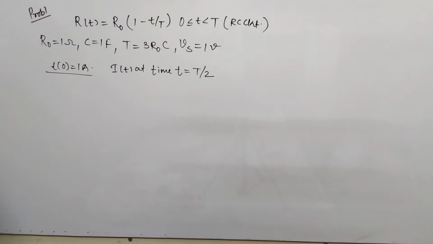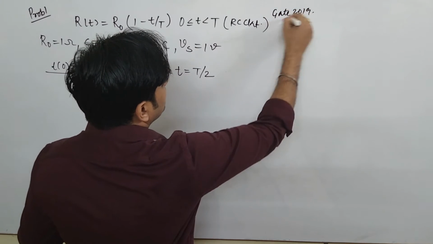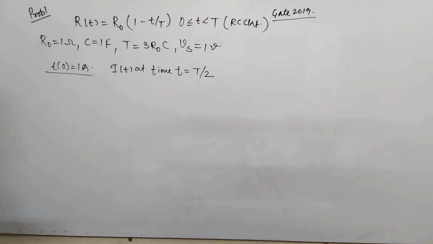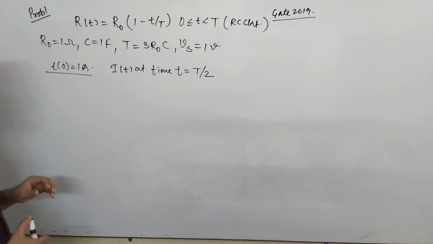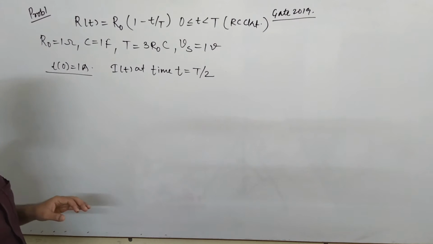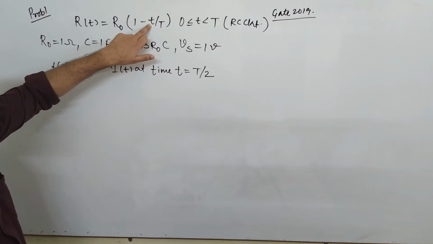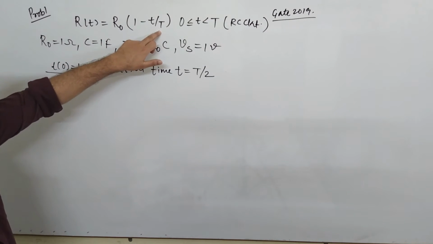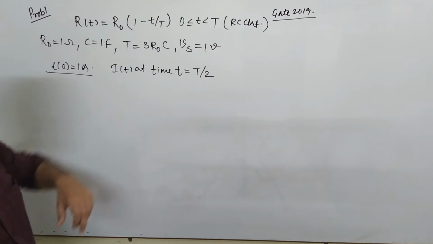This problem was asked in GATE 2019, one good problem of 2 marks, in which the question was from initial condition, and the question was something like there was an RC circuit whose resistance is a function of time RT, and it is given by R naught into 1 minus T by capital T. So basically you can say that this resistance is a function of time, and this is a period T. It was mentioned that R naught is 1 ohm, C is 1 farad, T is 3 R naught C, and Vs is 1 volt.